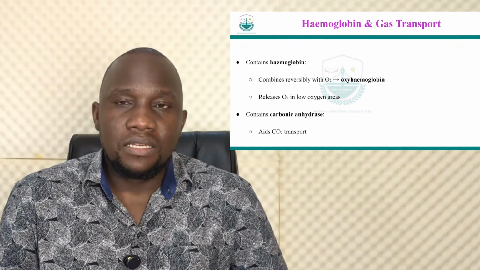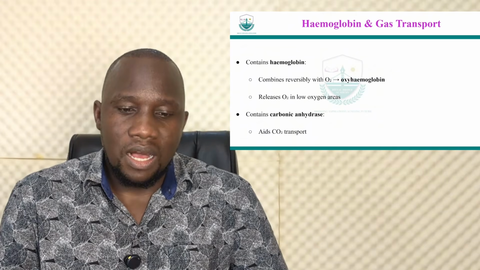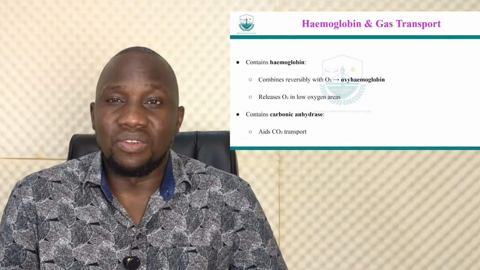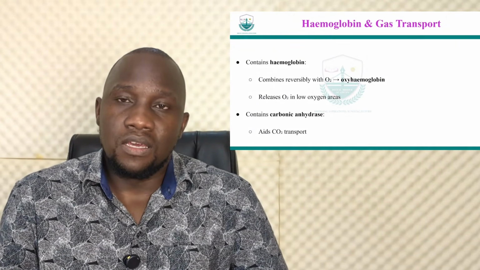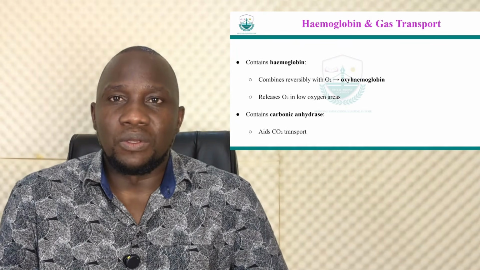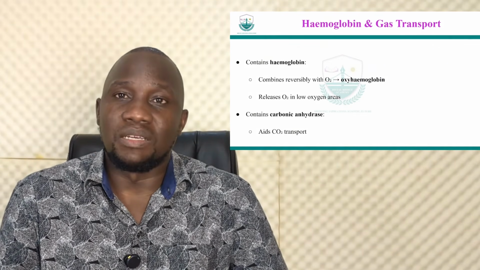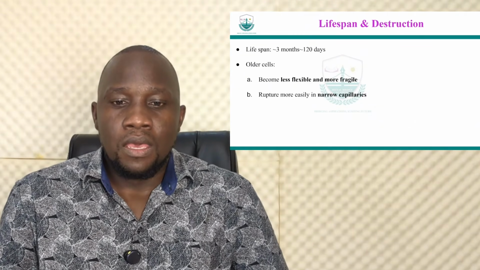Okay, and then you also have an enzyme called carbonic anhydrase, and this plays an important role in the transportation of carbon dioxide. Remember, we are saying that red blood cells transport two things, mainly oxygen, but also carbon dioxide. Carbon dioxide has other means through which it is actually transported in the body apart from combining with hemoglobin.